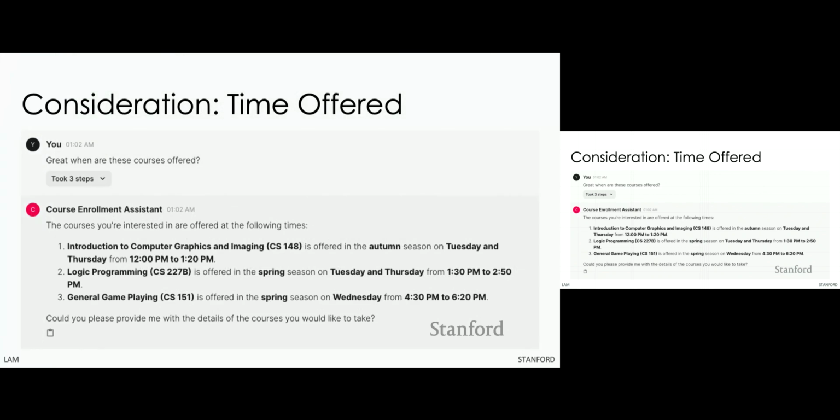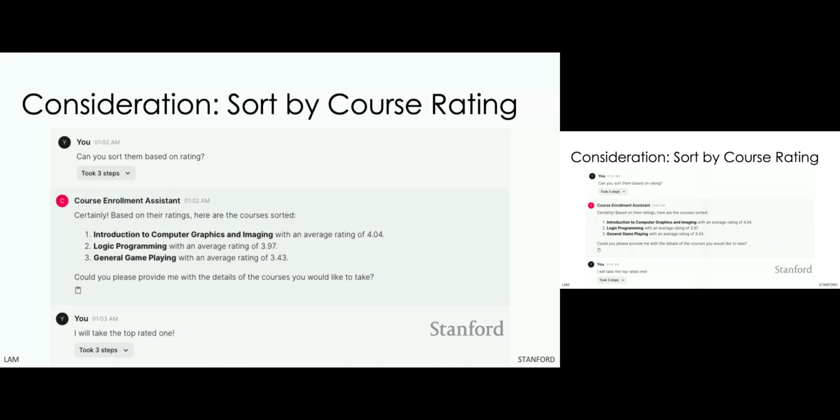And you say, great. Oh, not so fast. When are these courses offered? Then we look up another table, and you say, look, here they are offered here. Okay, which course are you going to take? I ask you this question. And then the user says, oh, can you sort them based on rating? Sure, I sort them, you find the one that is highly rated. And you may say, oh, I want to take the top rated one.